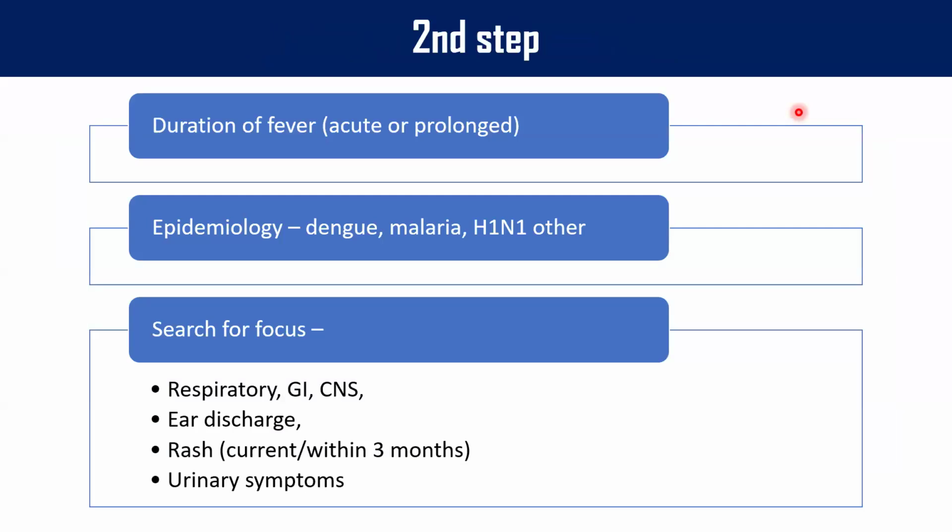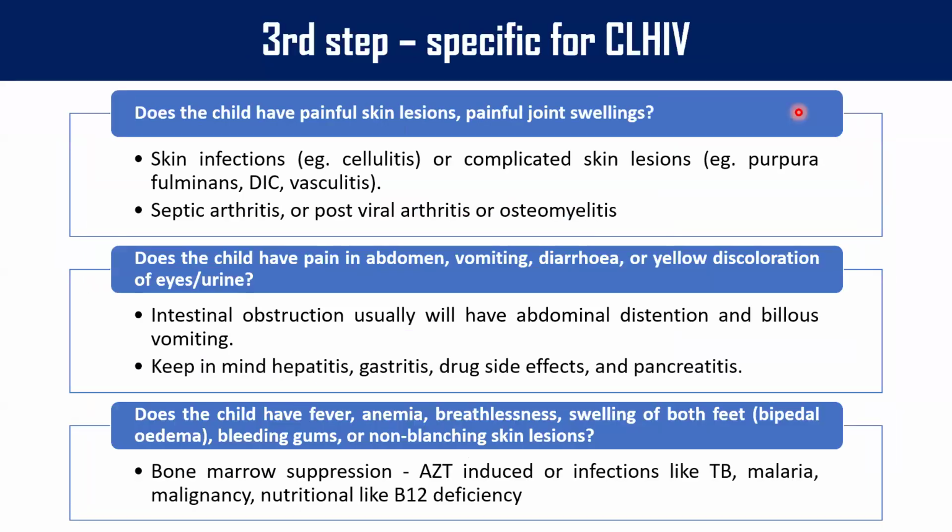The second step is, as I said, duration of fever, epidemiology, search for the focus: respiratory, GI focus, CNS, ear discharge, any rash, any urinary symptom. So look for the focus. Does the child have painful skin lesions or a painful joint swelling? So skin infection, cellulitis, septic arthritis, any pain in the abdomen or vomiting, diarrhea, yellow jaundice or something like that. So intestinal obstruction, intussusception in a young child, dysentery.